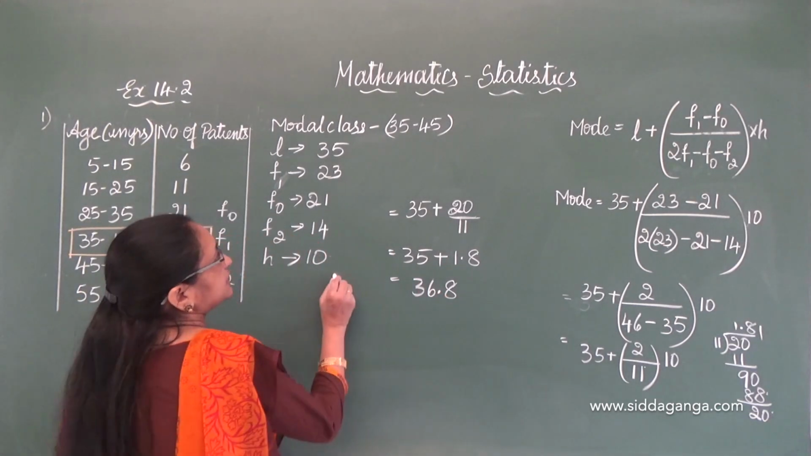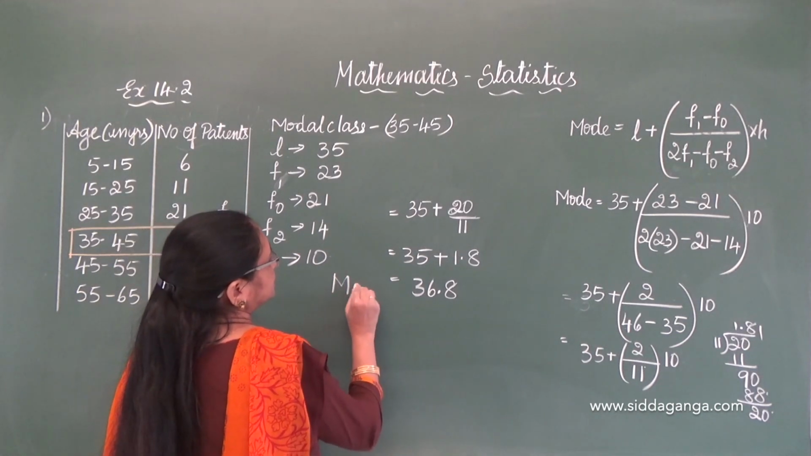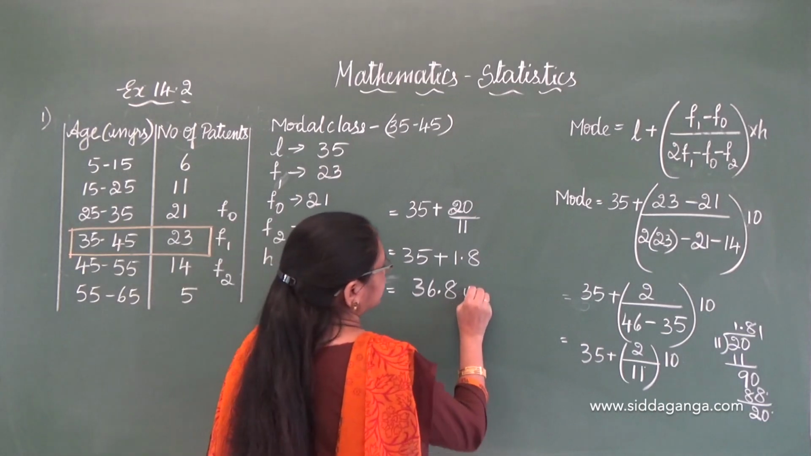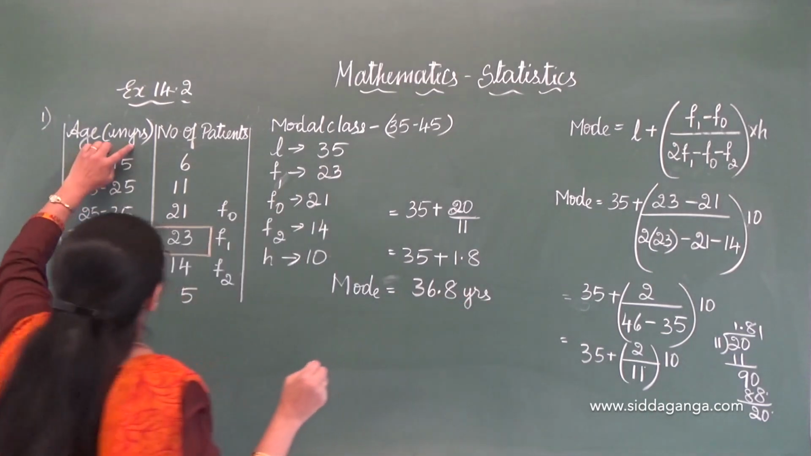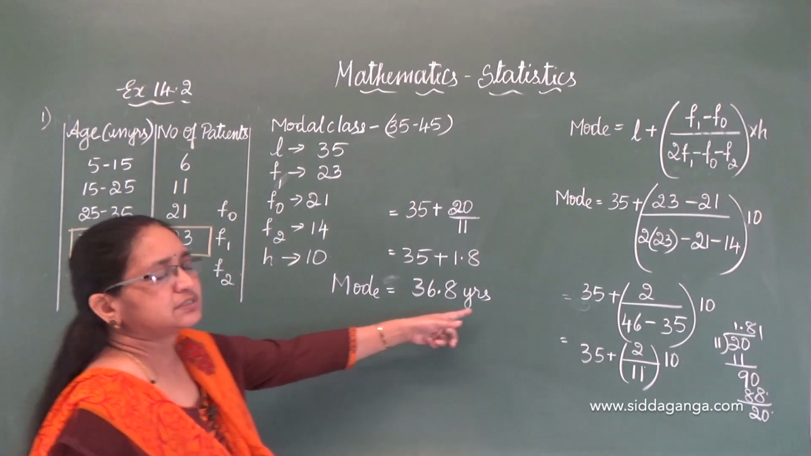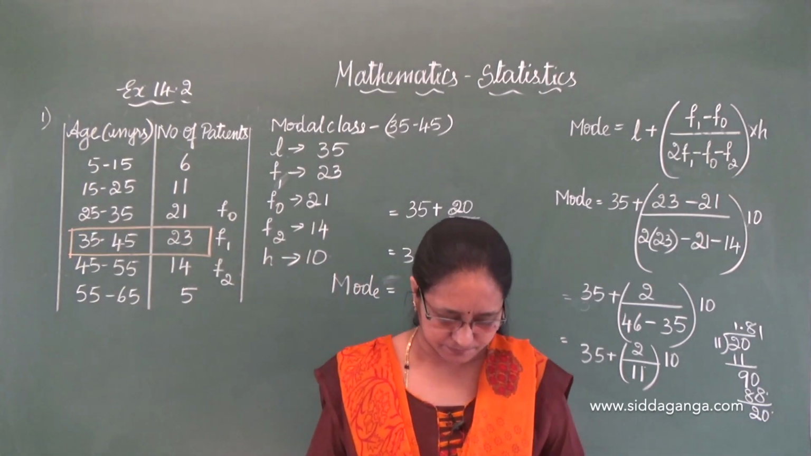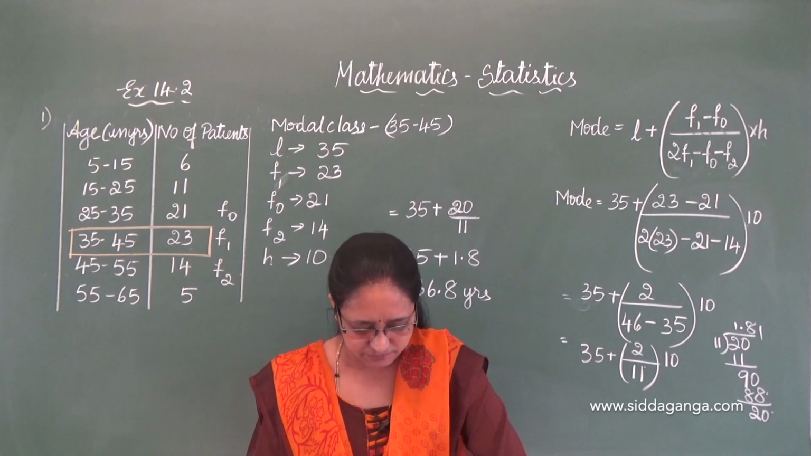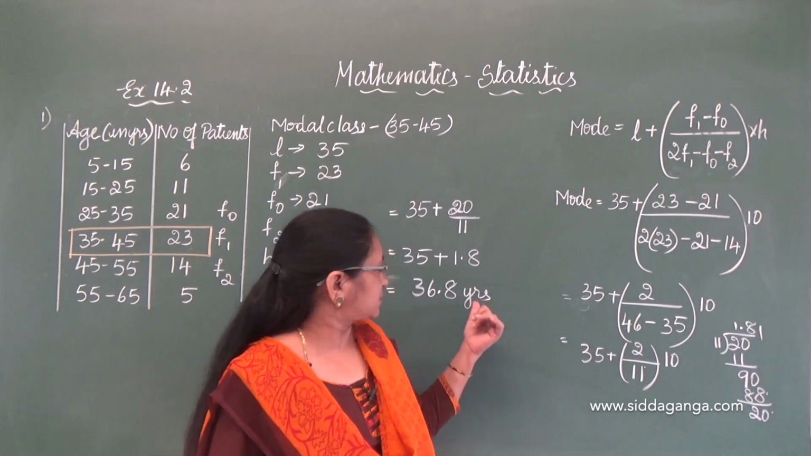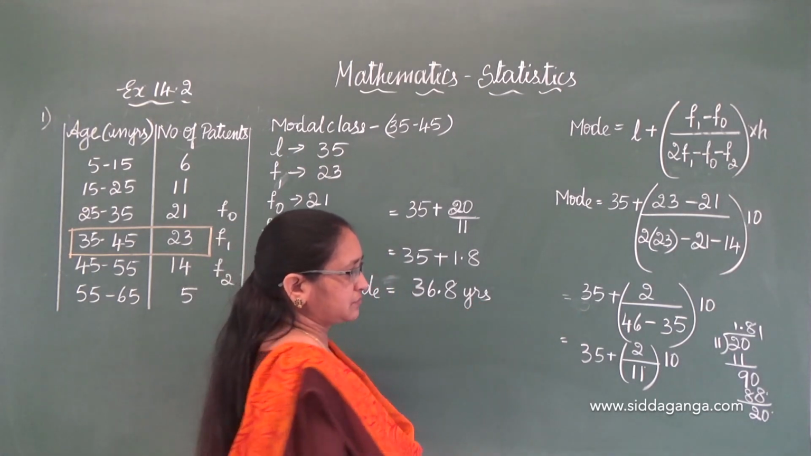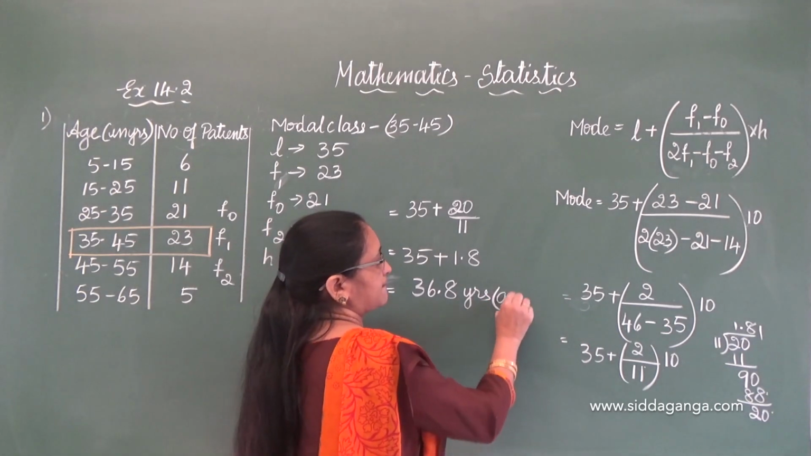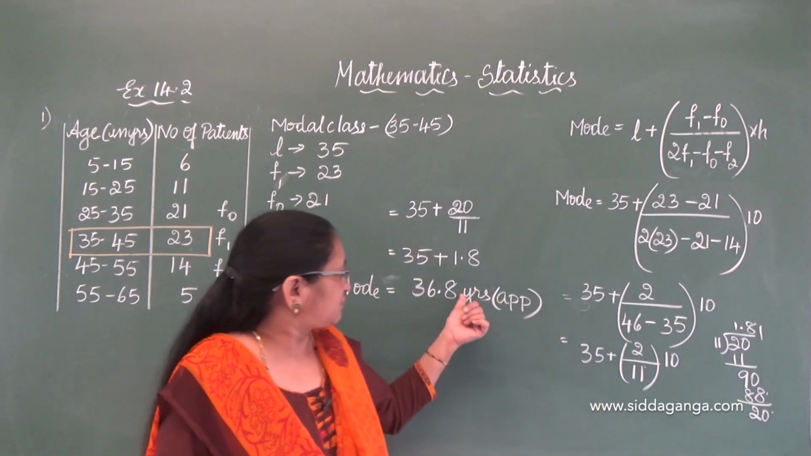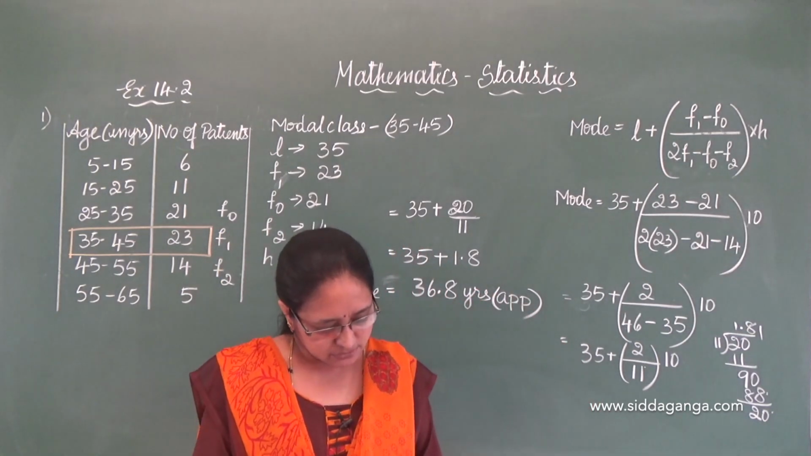So what are we calculating? The mode. Mode is equal to 36.8 years. Since it is in years, you have to write the unit. Mode is 36.8. You can write this as approximate, because we won't get an exact value. We can stop here with one decimal or two decimals.